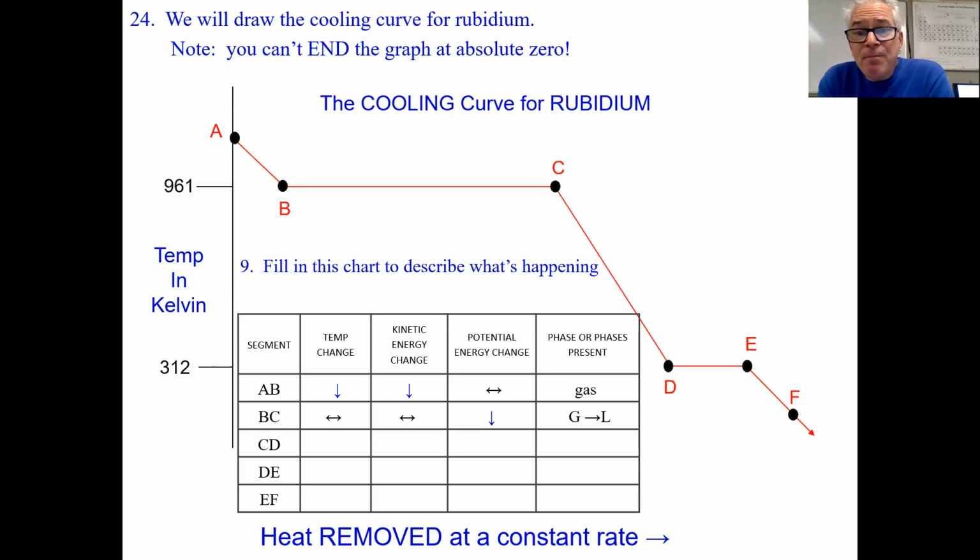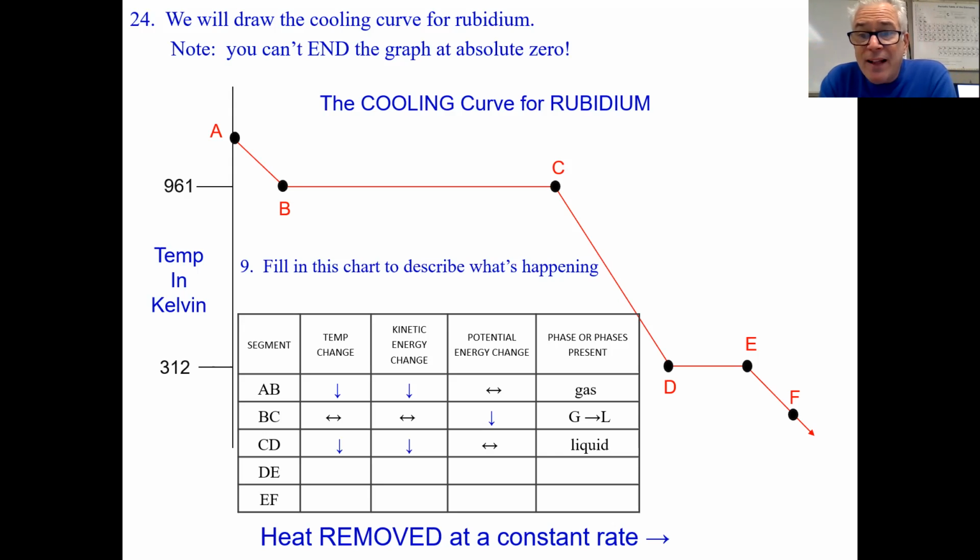At C, it's all liquid. And as we remove energy, the temperature drops from C to D. The temperature's going way down. It goes from 961 down to 312. Temperature and kinetic energy both drop really fast. Potential energy has no need to change, and it doesn't because C is a liquid and D is a liquid. There's no change in phase, there's no change in potential.